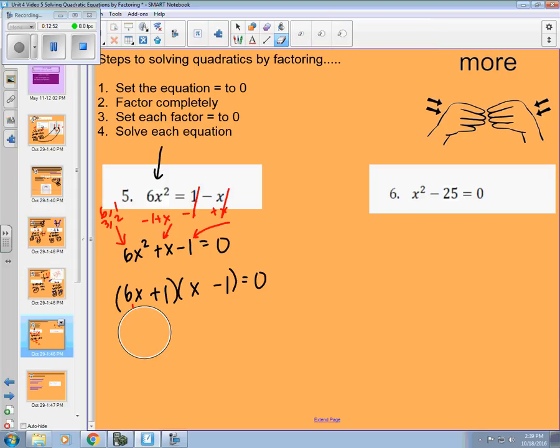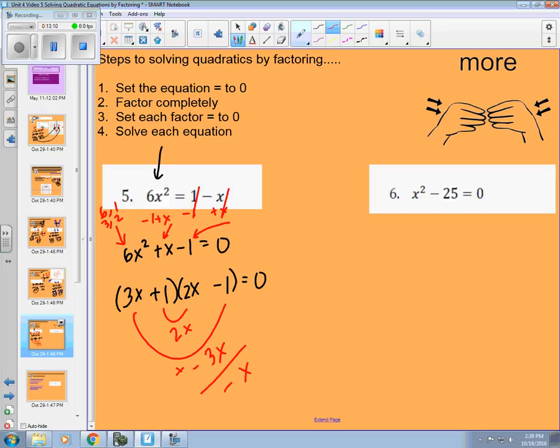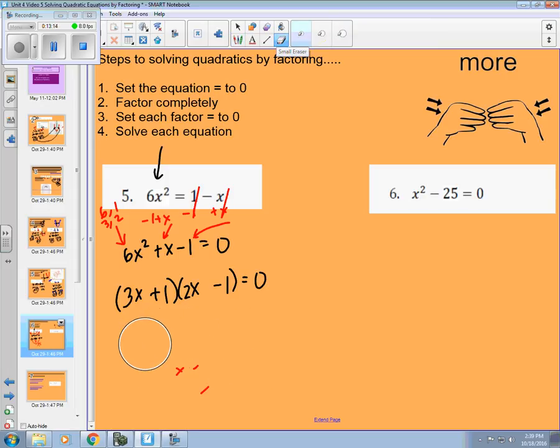So since that didn't work, let's try the other one. Let's see what happens if we put 3 and 2 in there. Now if we times these together, you got 2x, negative 3x. Those add up to negative x. We got a positive x, so we're really close. If we get something like that, remember you just switch the signs around and it should work now. So let's switch these. Let's make that one negative, that one positive. And now that one should work out.